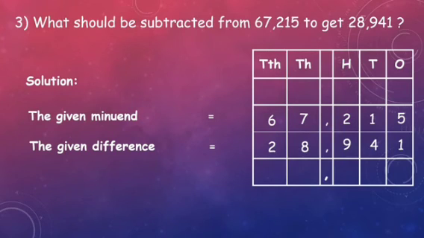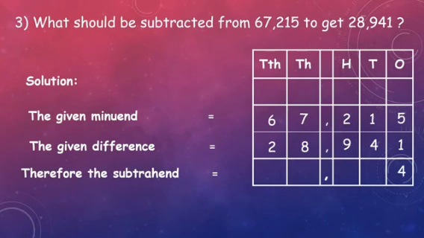Now if I find the difference, I'll have to get the subtrahend. So subtracting 5 minus 1 is 4. 1 minus 4 is not possible. So I borrow 1 from hundreds place, make it 11. 11 minus 4 is 7. 2 becomes 1. So 1 is less than 9. I cannot subtract. So again I borrow 1 and make it 11. 11 minus 9 is 2.